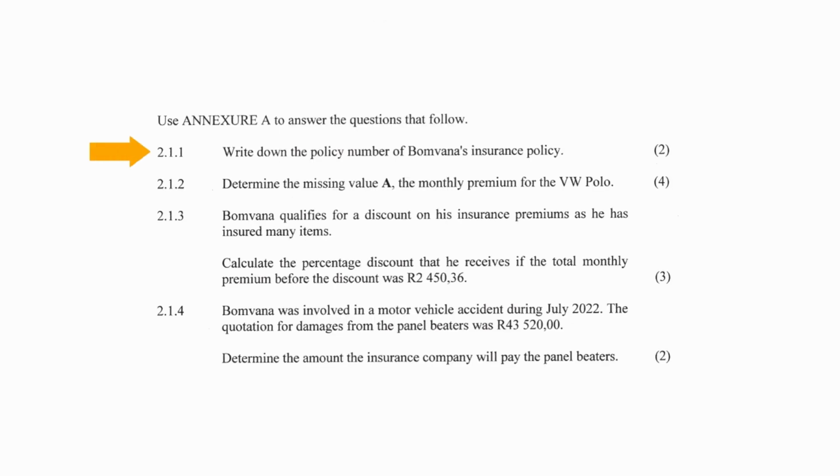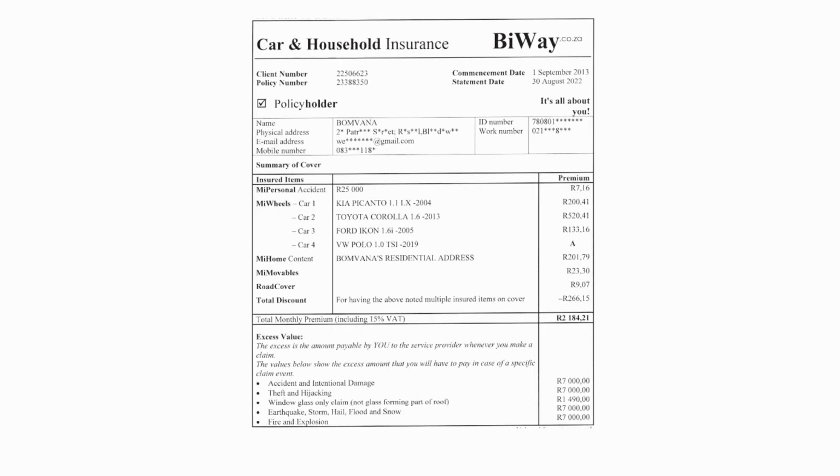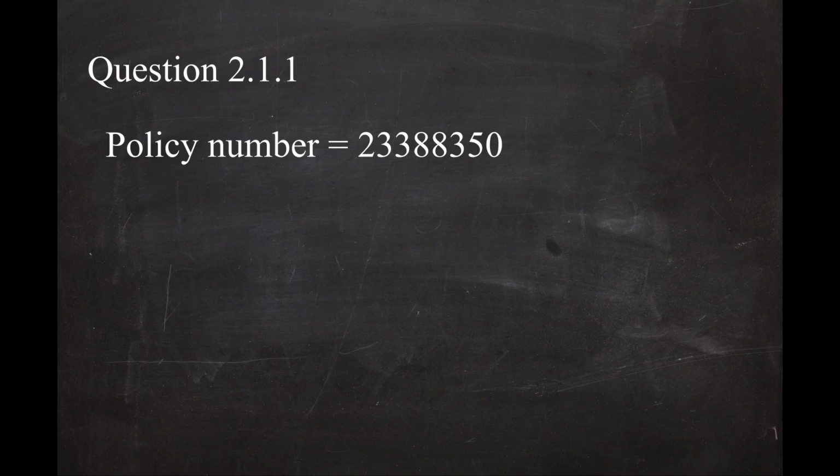In question 2.1.1, you have to write down the policy number of this person's insurance policy. From Annexure A, the policy number can be read off here as 233888350.